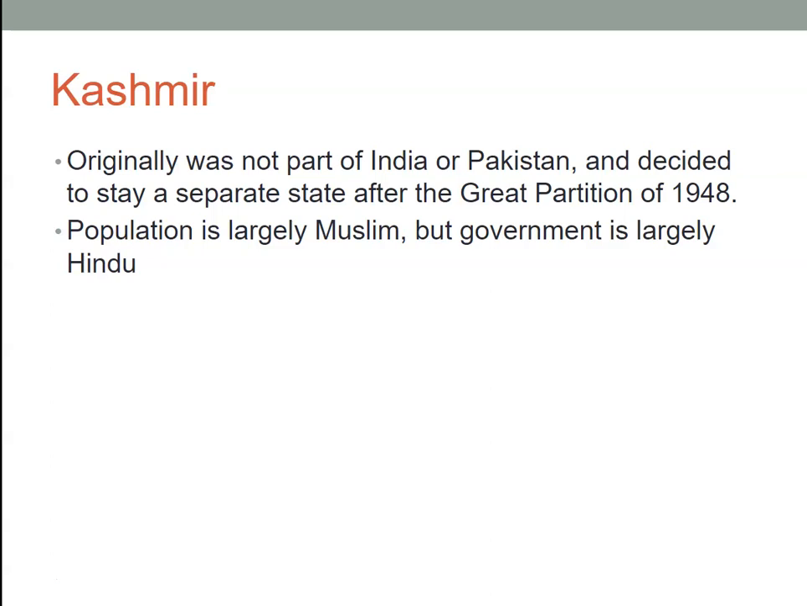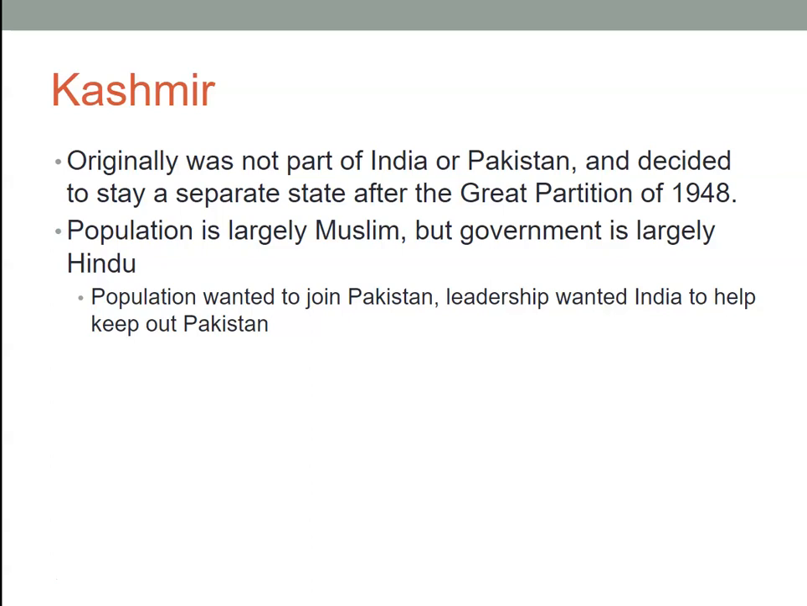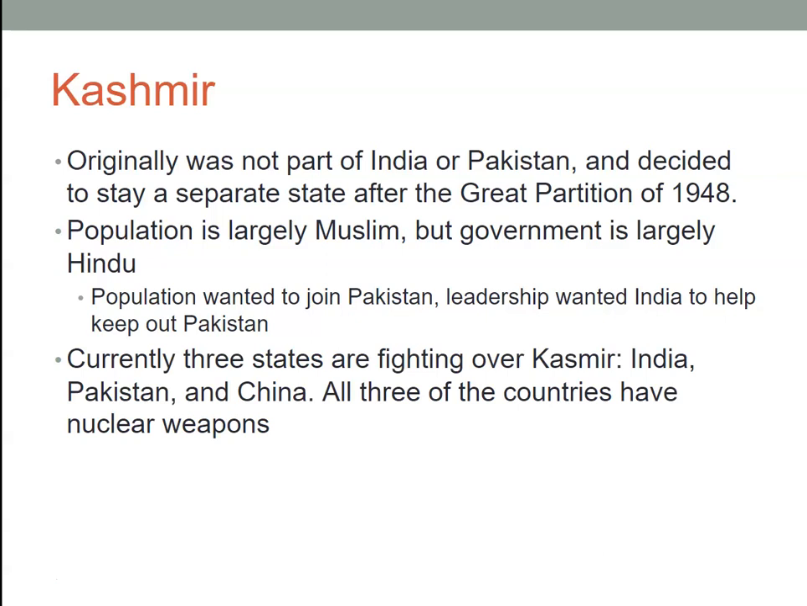Okay. So they started to stay a separate state. It's largely Muslim, but the government is largely Hindu. And so what happened is the people who lived here, being Muslims, said, hey, we would like to become part of Pakistan, when they saw that Pakistan was an independent Muslim country. The leadership, however, being Hindu, said, actually, India, can you come help us out, because we'd rather not be part of Pakistan. And India was like, sure, I'd love to come help if I can have some of your territory.